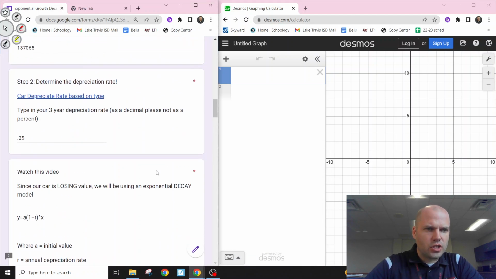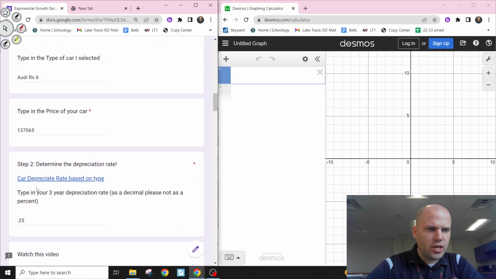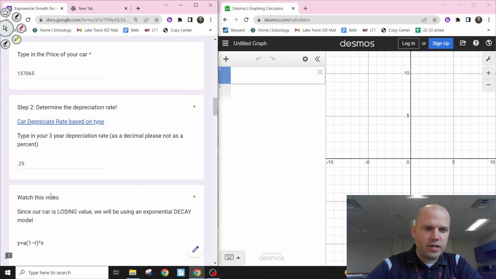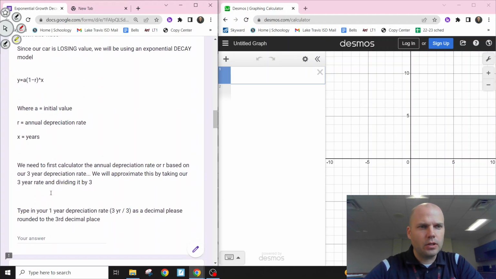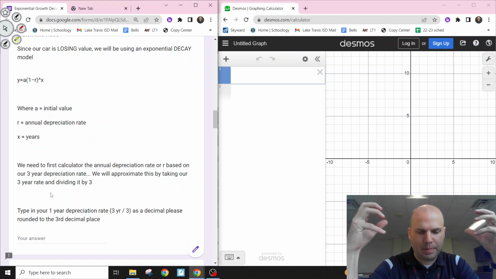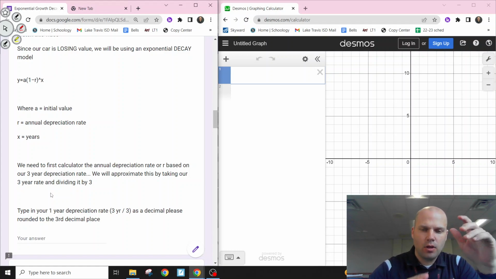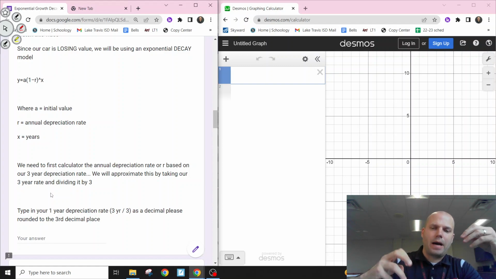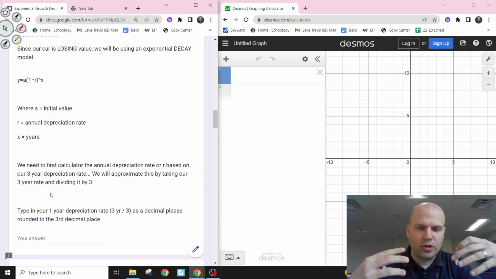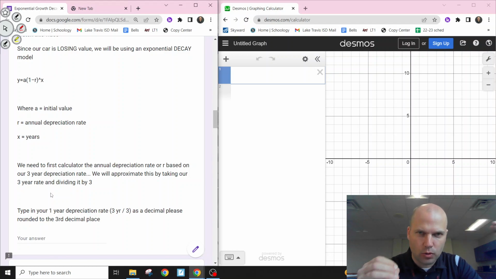All right, we got our car's value down. We have our 3-year depreciation rate down. Let's talk about exponential decay. That's the situation we have: losing value by a certain percentage every single year is what happens to cars after we buy them.